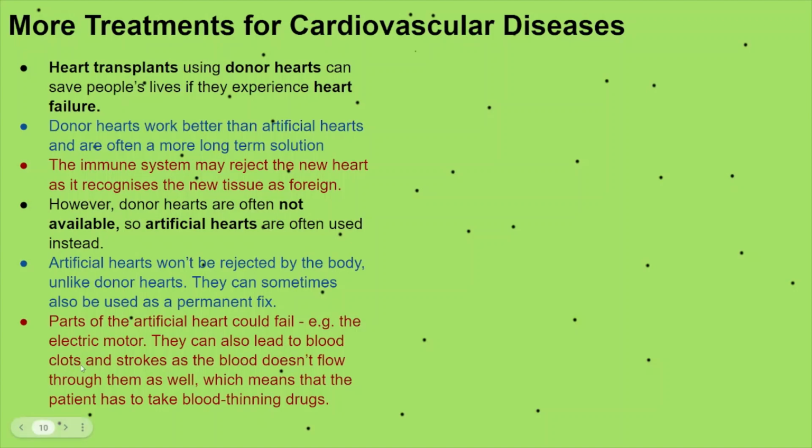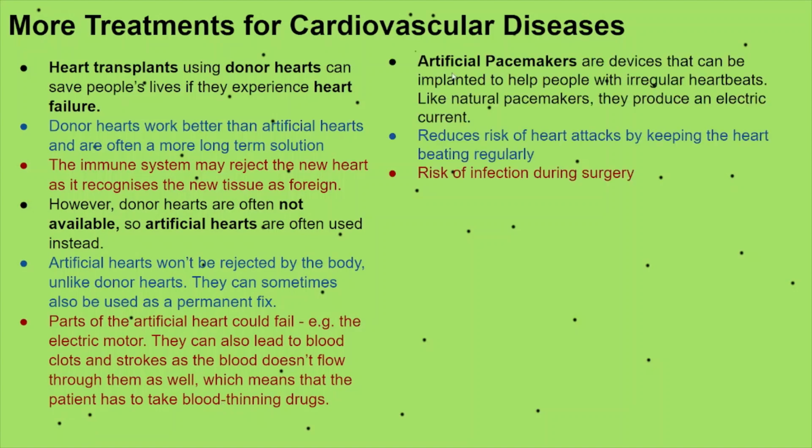And they can lead to blood clots and strokes, as the blood doesn't flow through them as well. And this means that the patient, instead of having to take immunosuppressant drugs like with donor hearts, would have to take blood-thinning drugs, which means that they really can't risk many accidents, otherwise they'll just keep bleeding, no blood clots will form.